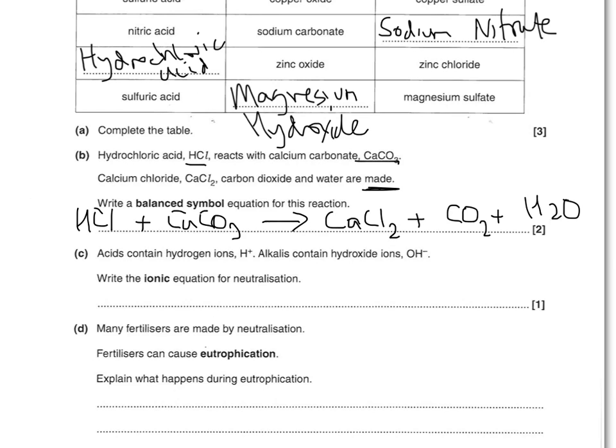The 2nd mark is the balancing. If you look at the formula, you can see there's 2 Cl's here and 2 H's, but only 1 of each of those on this side. So to remedy that, you put a big 2 in front of the HCl, and that will get you that 2nd mark.